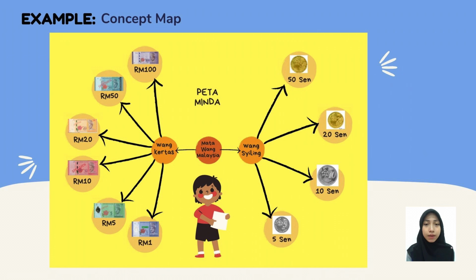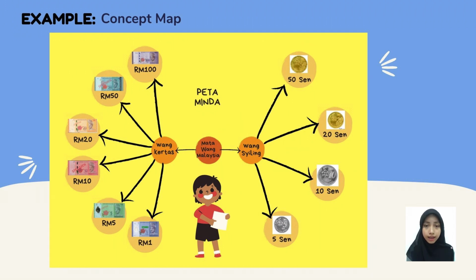First, I divide them into groups and ask them to write down the topic at the center of the map. Then, add branches emerging from the center so that they can brainstorm ideas and information that relate to it. So for this topic, the ideas that relate to Malaysian currency are banknotes and coins.